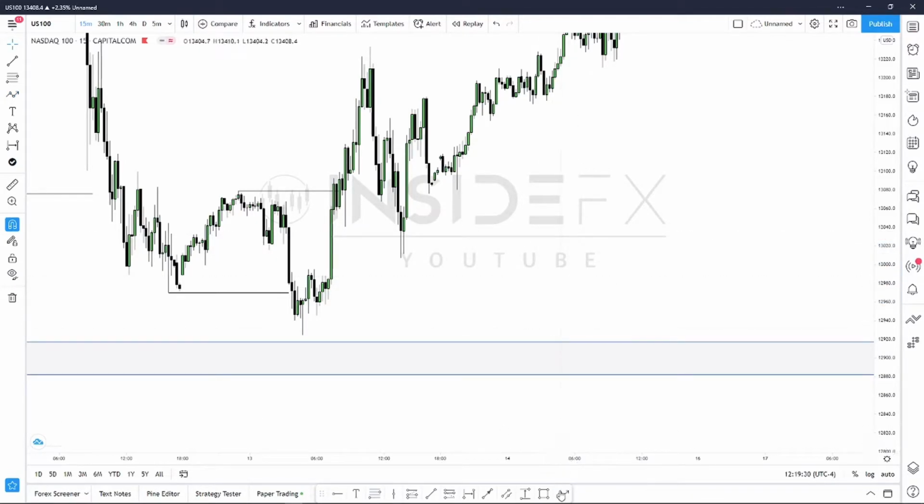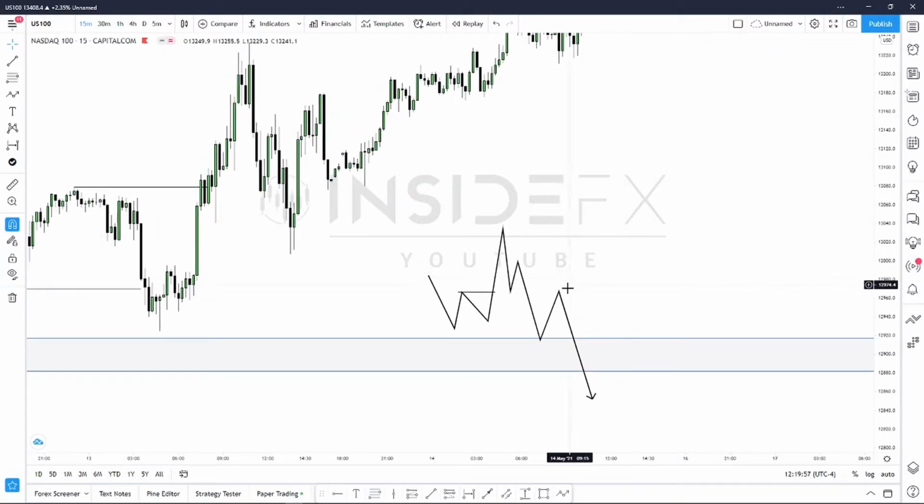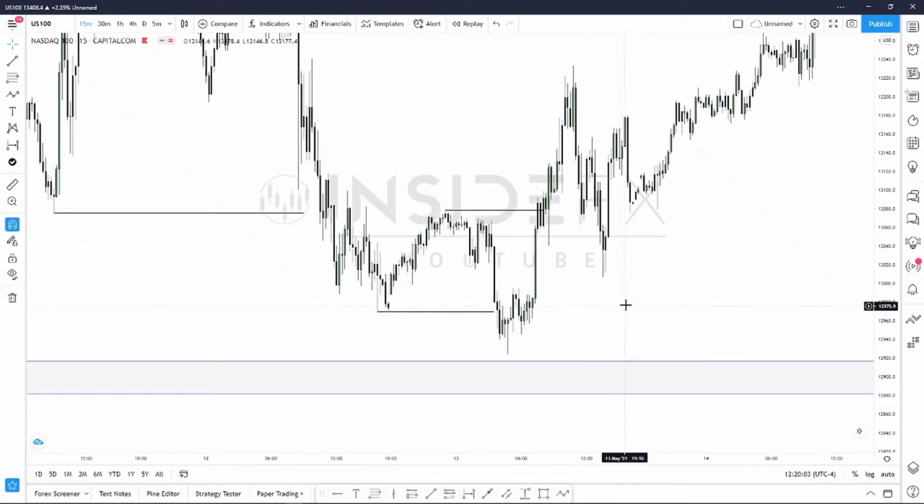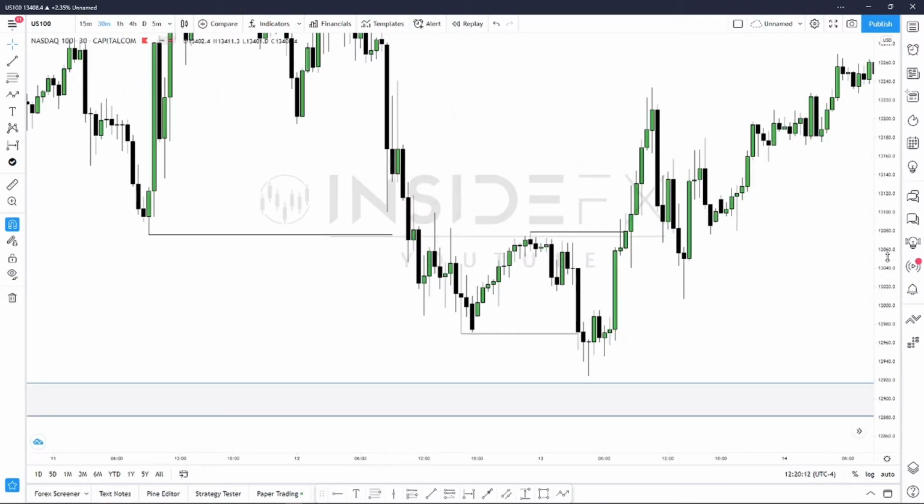Let me just remove this. You would notice a lot of small false breakouts, and then you would see price doing something like this. You would think that this level right here is a break of structure, but usually price just heads towards the downside further on. That's why I usually wait for a higher time frame structure break or market shift, whichever you want to call it, and then from there I make my decisions.